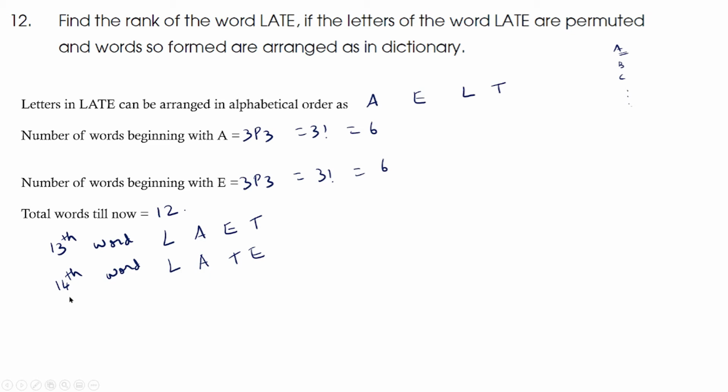So if the letters of the word LATE are permuted and the words which are formed are arranged in a dictionary, then the word LATE will be the 14th word. Therefore, the rank of LATE is 14.